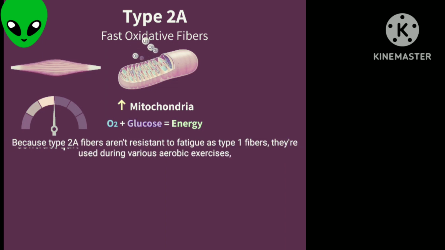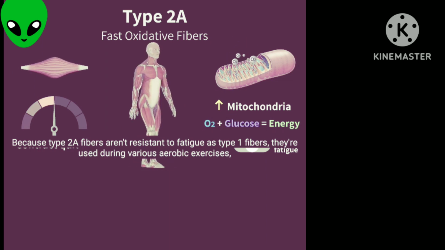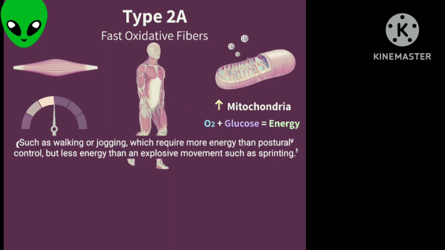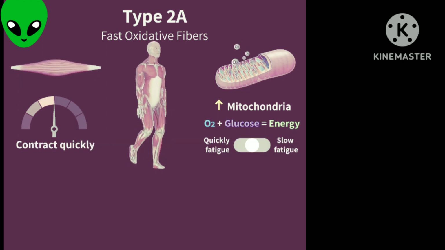Because type 2A fibers aren't as resistant to fatigue as type 1 fibers, they're used during various aerobic exercises such as walking or jogging, which require more energy than postural control, but less energy than an explosive movement such as sprinting.